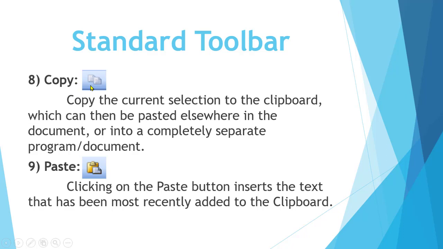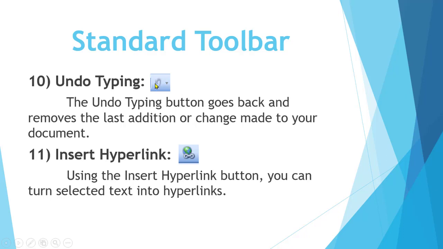This is the copy command. This is used to make a duplicate copy of your text. This is the paste command. When you copy some text, then you can paste the text through this icon to some other place. This is the undo typing icon. Students, if you typed something in your document and then you want to erase that, then you can click on this undo icon. This is the insert hyperlink icon. By using this button, you can make the selected text a hyperlink.